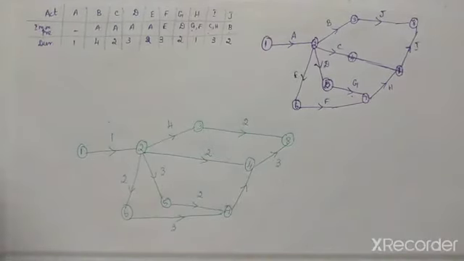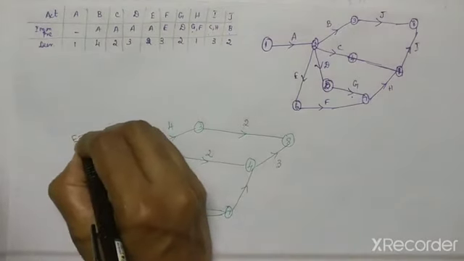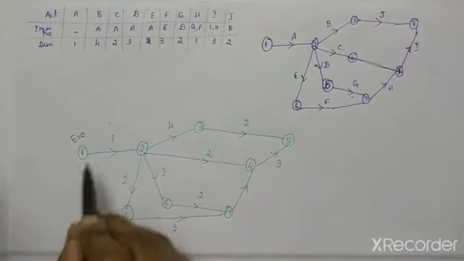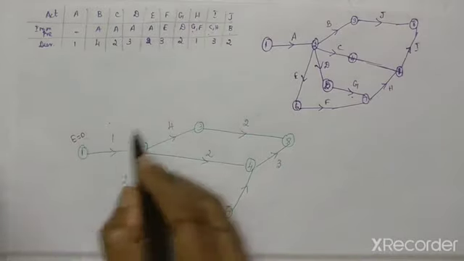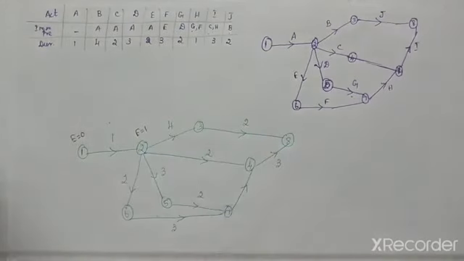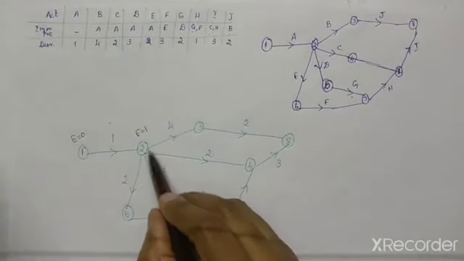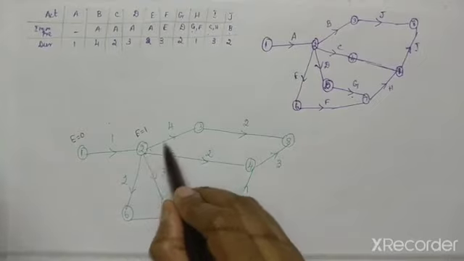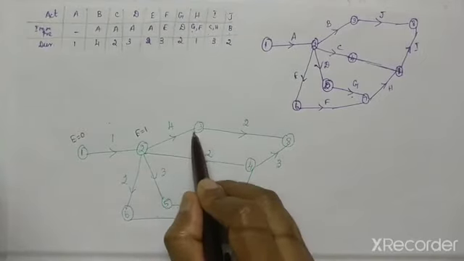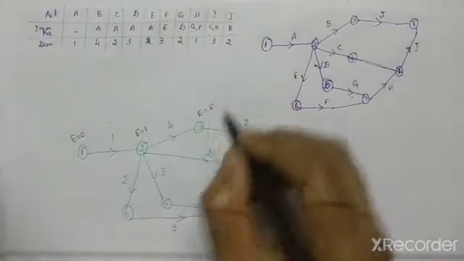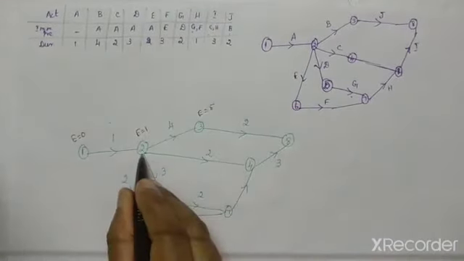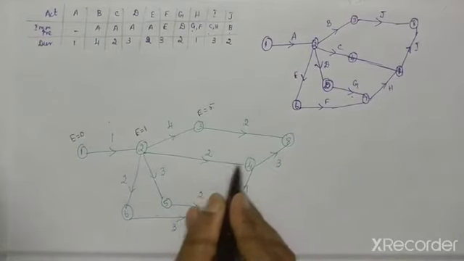Using these values, you have to find out the E value and L value. First we start with E. The E value will be 0. For node 2, there is only one incoming activity, so 0 plus 1, the E value will be 1. The next, for this one also we have only one incoming activity, so the E value will be 1 plus 4 is 5. The next you have to come with this one. For this we have only one incoming activity.